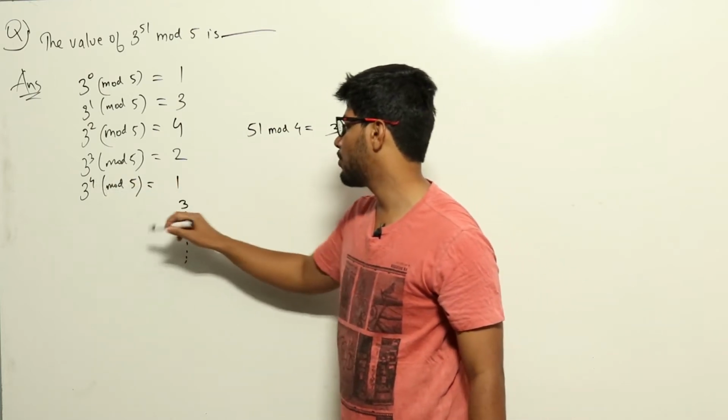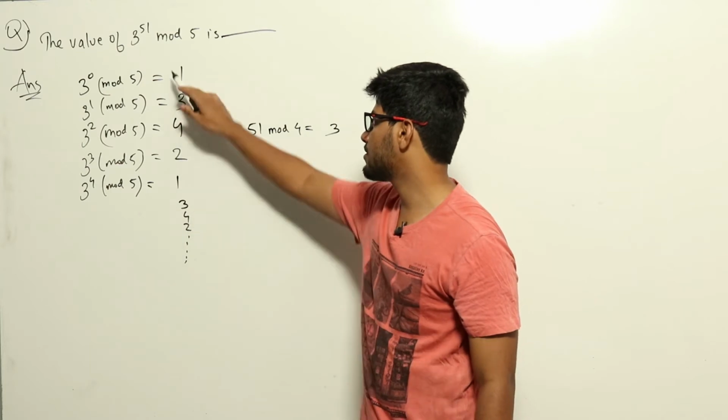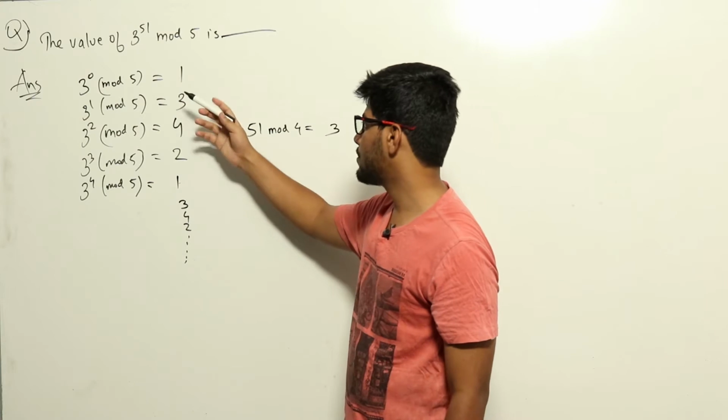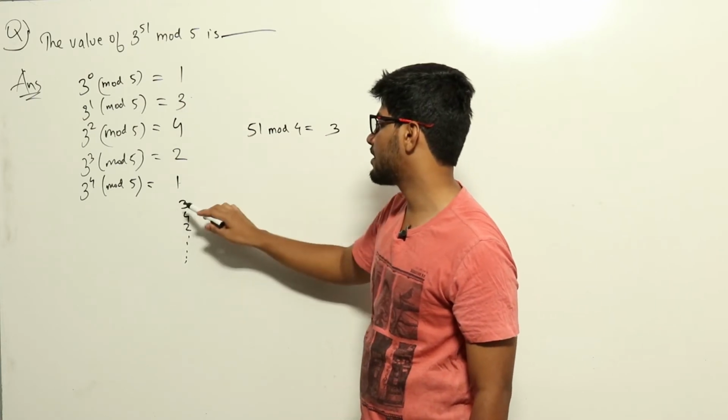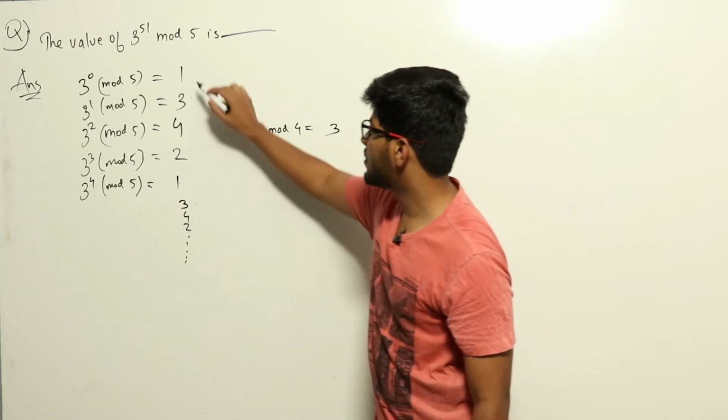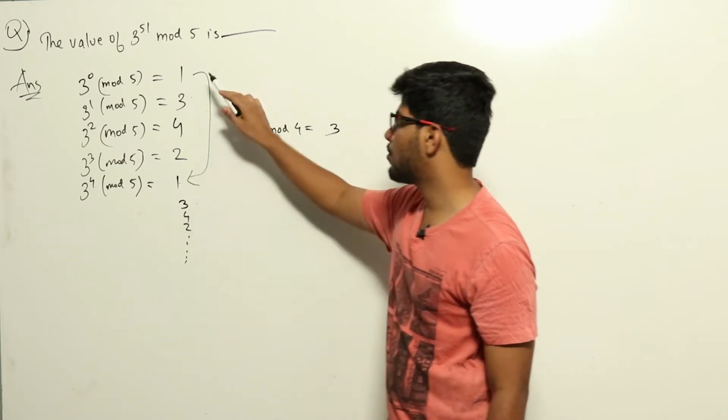After that 3 power 5 mod 5 will be again 3 only, because we already got 1 here, which is same as 3 power 0 mod 5. After that, if I again multiply with 3, I will be getting this number again only, that is this 3 here. So this pattern keeps on repeating. So this pattern repeats in multiples of 4.